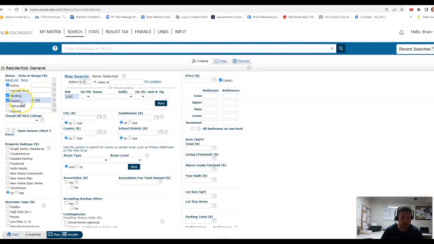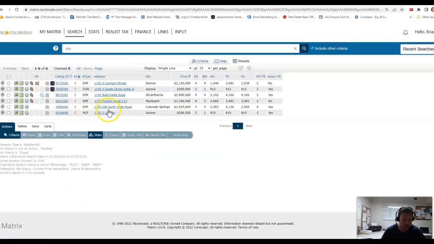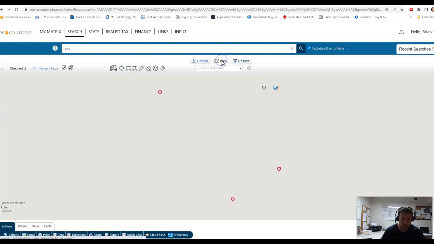In this situation, this property's already been sold, and we're looking at the sold data, but the concept is the same. If it's active, it'll be under the active, but I have all these checked just to find it. So I'm going to go ahead and search it. Here's the property that I'm after, so I'm going to highlight that, and then I'm going to go to the map.